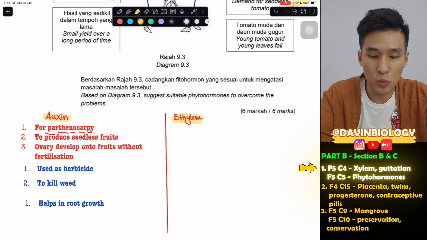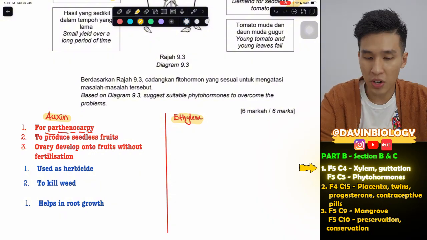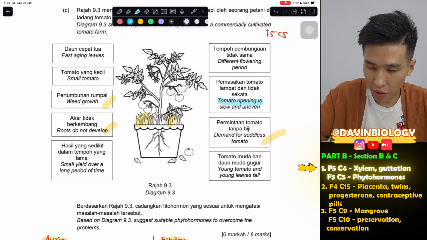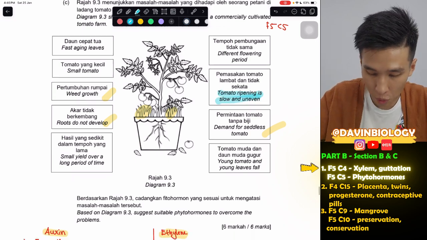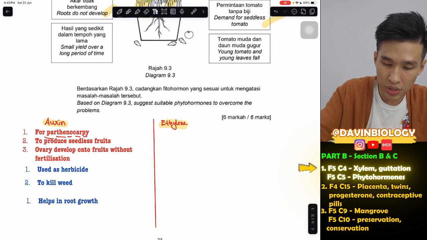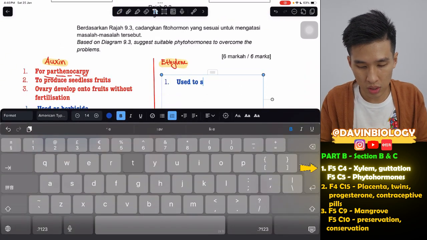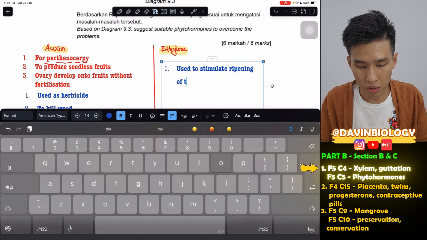So for ethylene, you just talk about one function. The main function of ethylene is to stimulate ripening of fruits. Yes, ripening. So for ethylene, you can just say it is used to stimulate ripening of tomatoes.